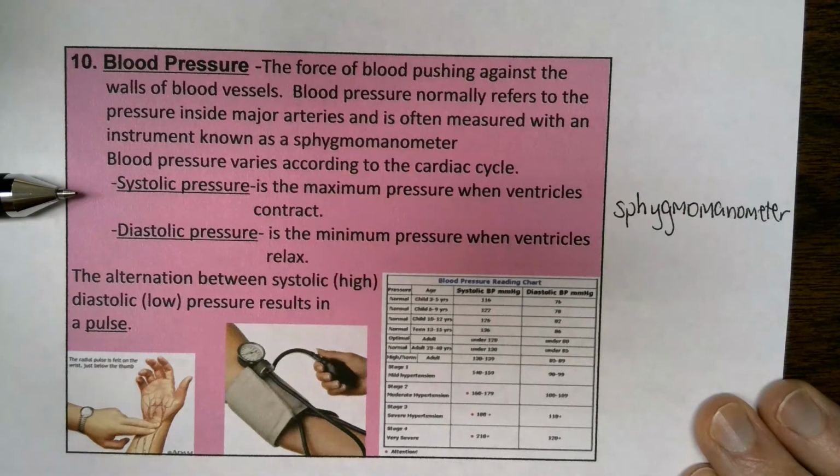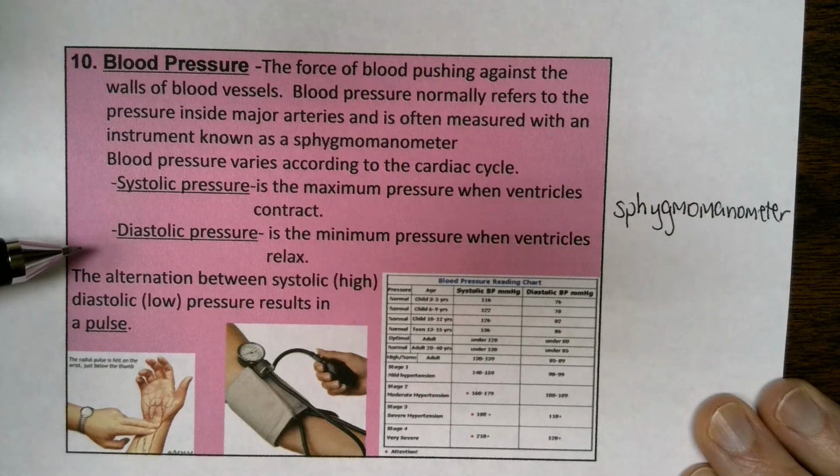And so diastolic is always written over systolic. I'm sorry, I just said that totally backwards. Systolic pressure is written over the diastolic pressure.